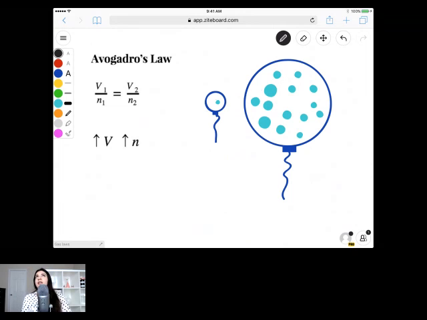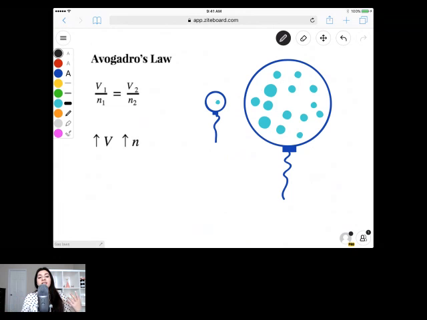So I want you to think of blowing up a balloon, and it starts off very small. If we're physically blowing up the balloon, as we start to breathe or put air into the balloon, there's not too many moles of air in the very beginning when we're just starting to inflate the balloon. So that's why it's very small. So our volume is very small.